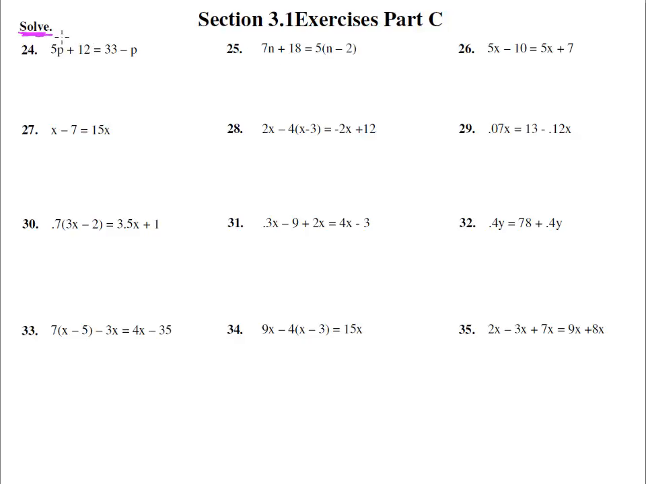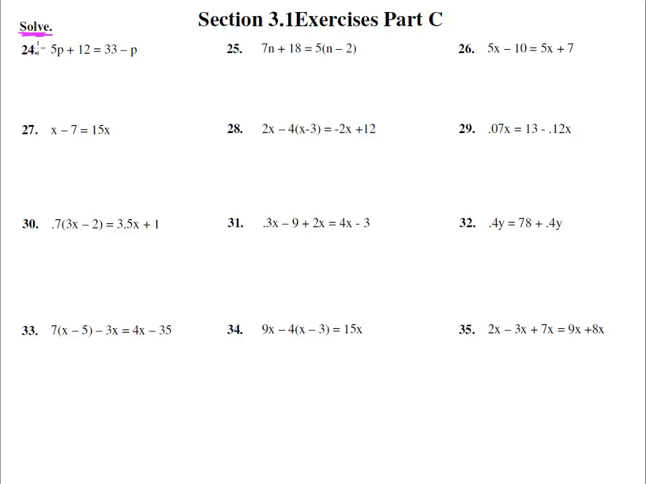As was talked about earlier, you can get rid of one side to pull it to the other, and it doesn't matter which side you get rid of. So if we're going through these and you could pull it to the other side and you choose to, you should end up with the same right answer. Let's start. Number 24. 5p plus 12 equals 33 minus p.